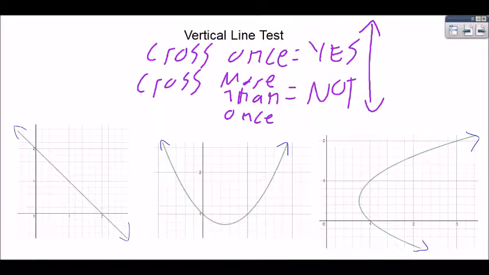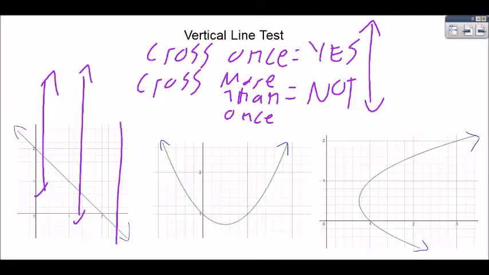Okay, so let's look at our examples. I draw a vertical line, and I can do it at any point that I want. And let's look at where my vertical line crosses. This only crosses once, once, and once. So this is a function.